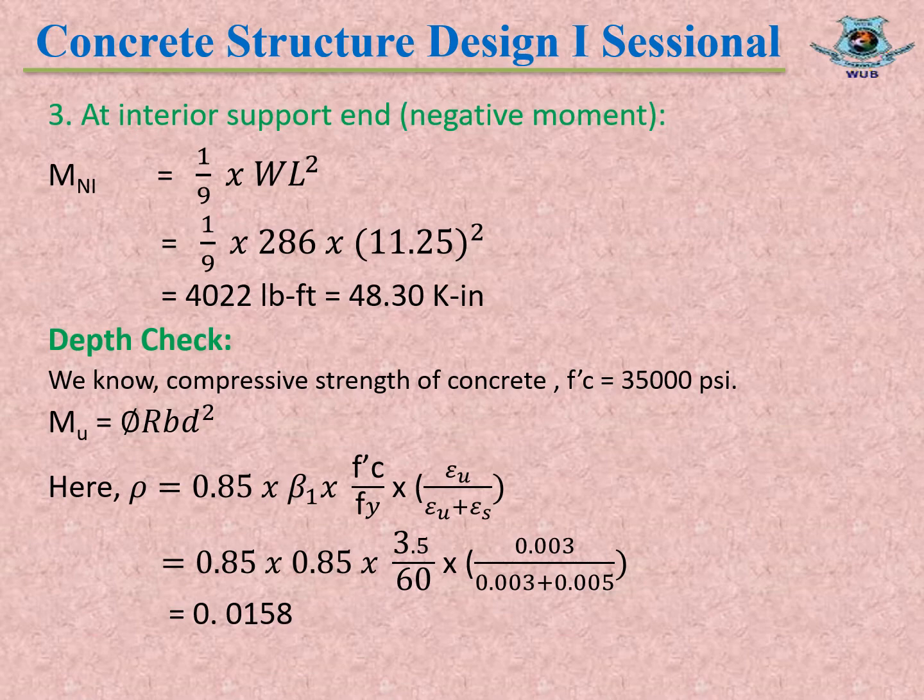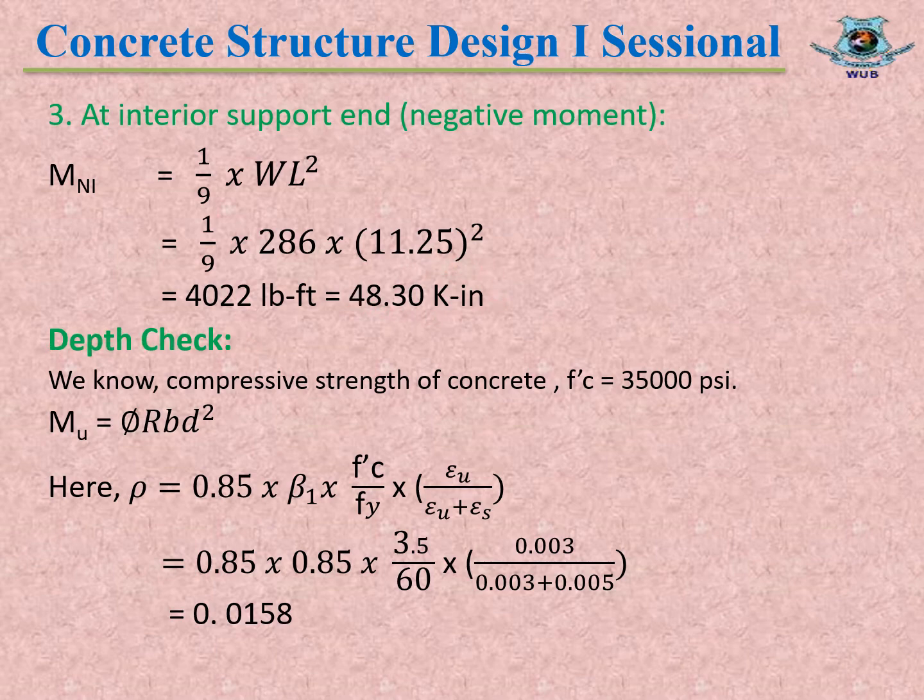At interior support end, negative moment Mni equal to 1 by 9 into wL square. 1 by 9 as shown in previous slide. Here w and L are also taken from previous slide. Substituting all values, we get Mni equal to 48.3 kip-inch.